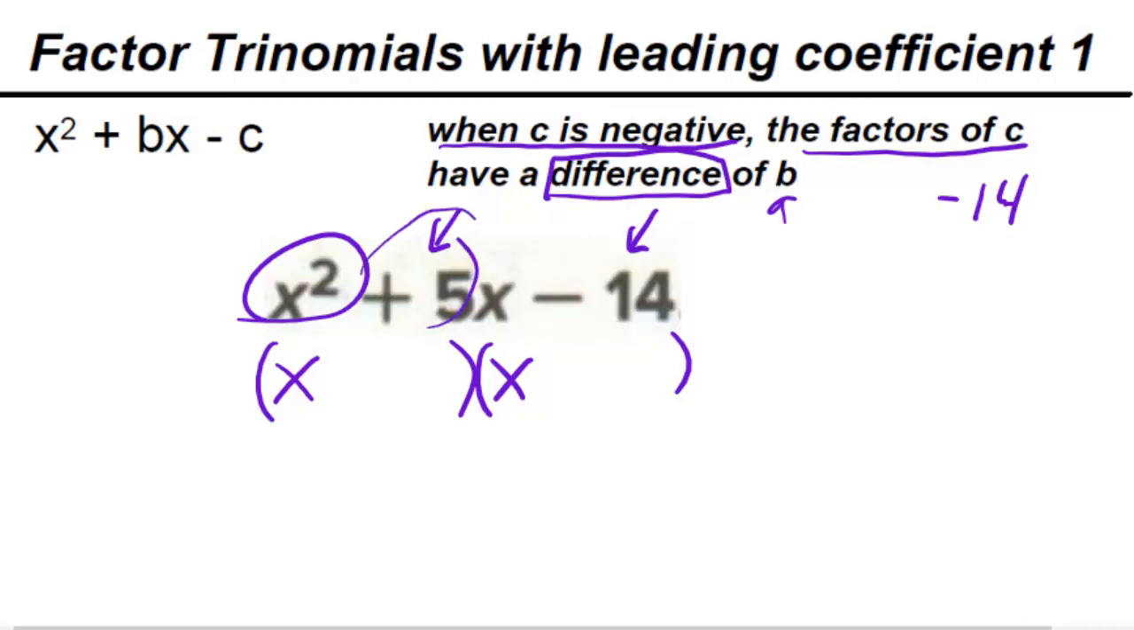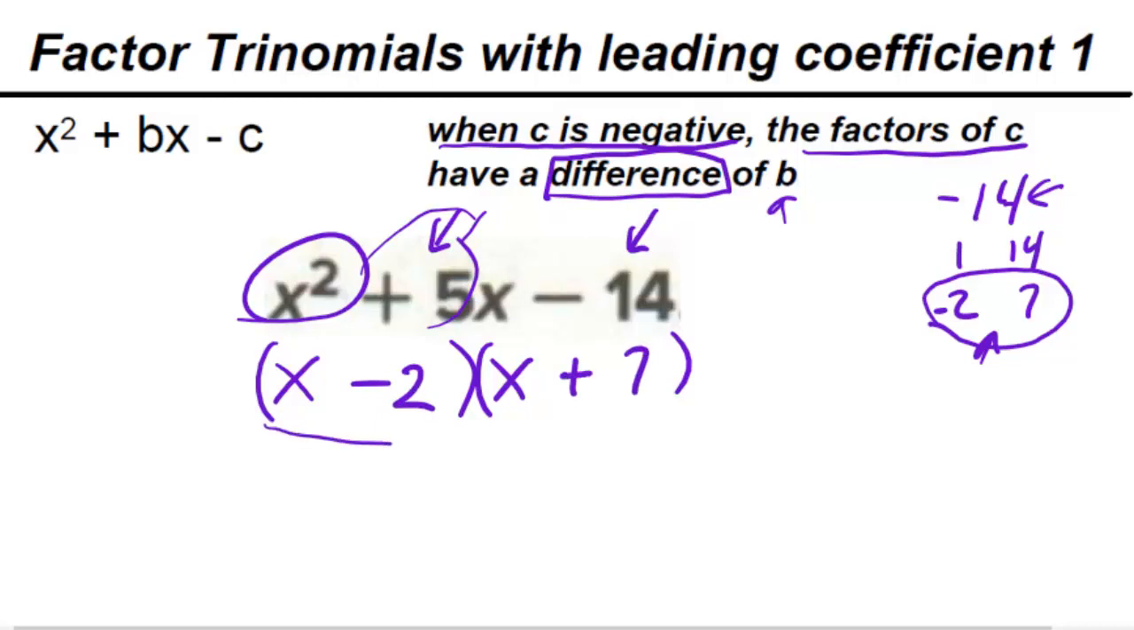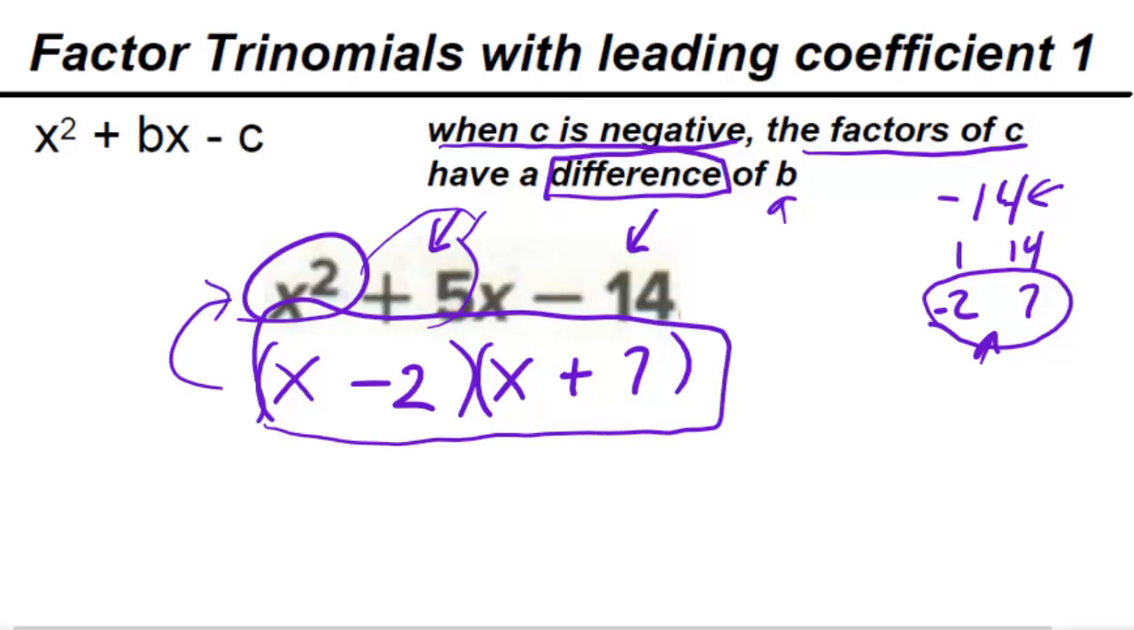What I like to do is just list the factors, 1, 14, 2, and 7, and then ask myself which ones have a difference of 5, and it's clearly the 2 and the 7. Well, how do I get them to come out to be a positive 5? Well, it would be a 7 and a negative 2. So negative 2 and negative 7 makes the 14, but they have a difference of positive 5. So it would be minus 2 and a positive 7 here. This then becomes your factored form of this trinomial.